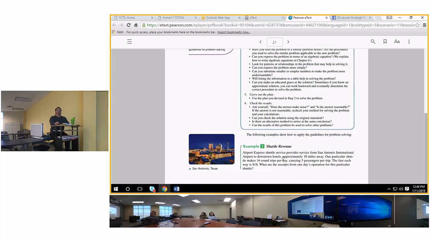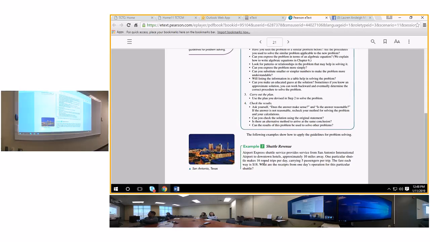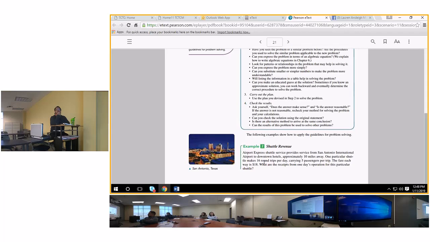Airport shuttle provides service from San Antonio International Airport to downtown hotels approximately 10 miles away. One particular shuttle makes 16 round trips per day, carrying 5 passengers per trip. The fare each way is $18. What are the receipts from one day's operation?